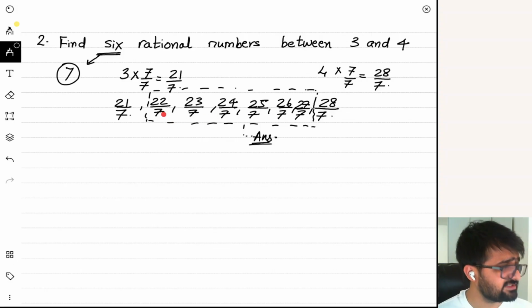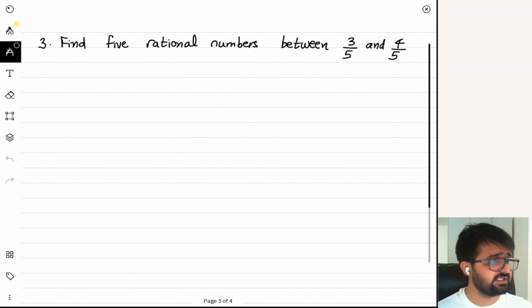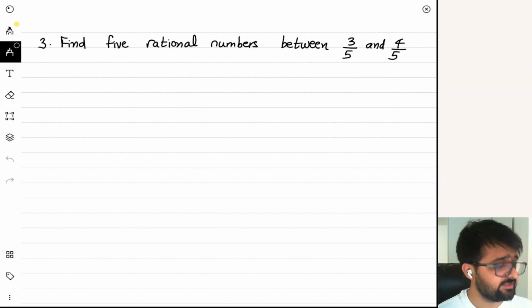That's the most effective way, which is why I said there are many different ways to get the rational numbers between two numbers, but this is the most effective way. Okay, let's move to the next problem, number 3 from the same exercise. Now they say find 5 rational numbers between 3 over 5 and 4 over 5.